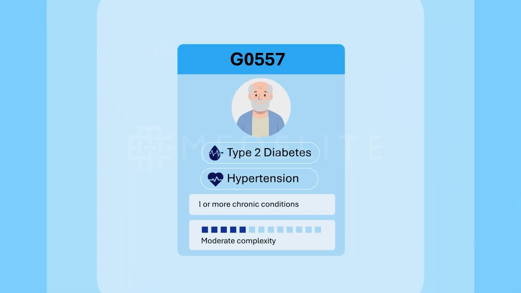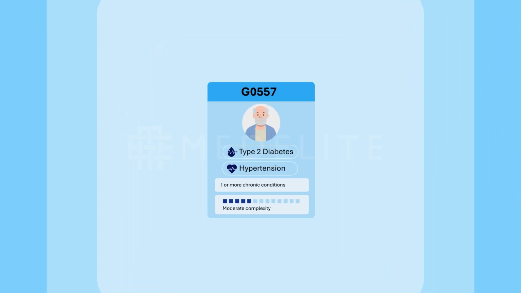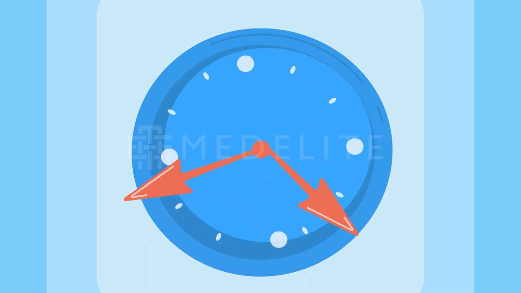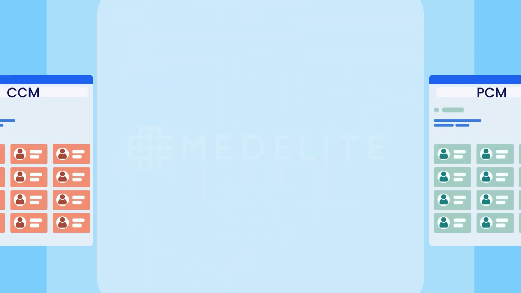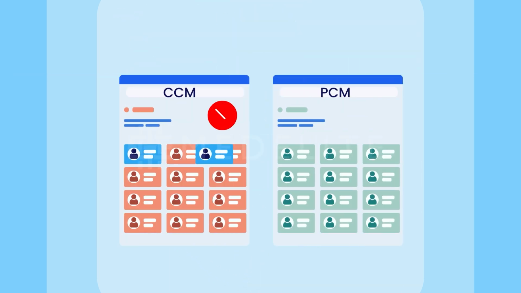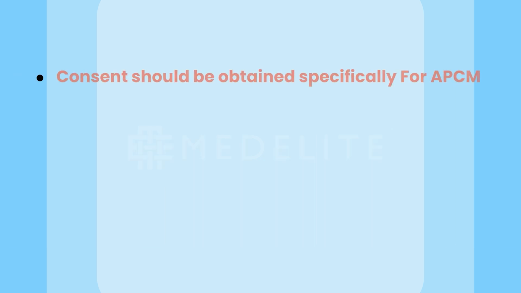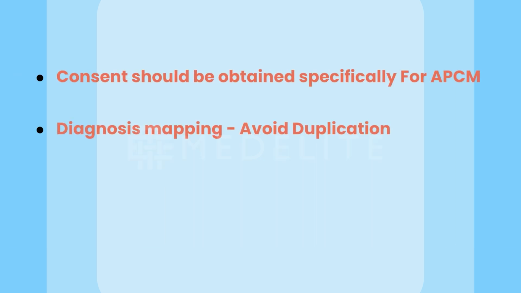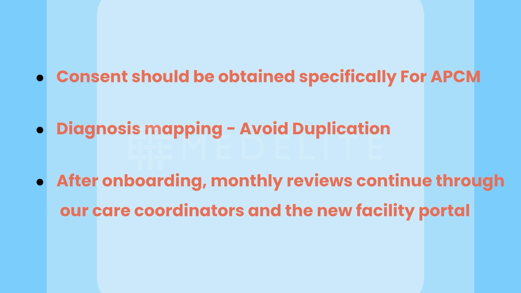Let's quickly recap the key points. APCM allows us to serve patients with 1 or more chronic conditions. There is no time requirement. It is a bundled payment, so we cannot bill CCM or PCM at the same time. Consent should be obtained specifically for APCM. Diagnosis mapping follows clear priority rules to avoid duplication. After onboarding, monthly reviews continue through our care coordinators and the new facility portal.